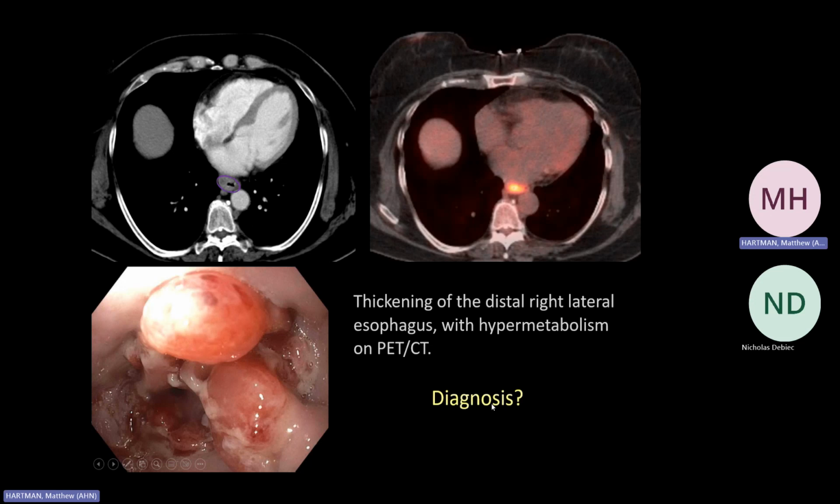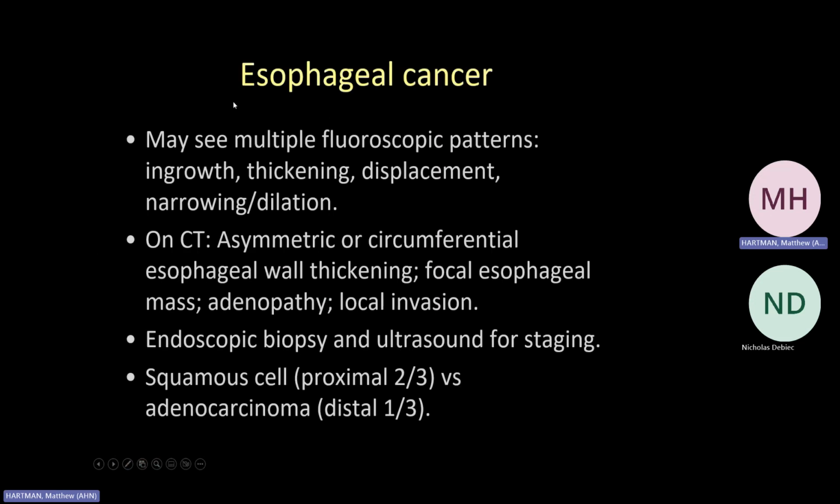What is this? Well, we're worried about malignancy. Esophageal cancer, again, this is where I said histology will be important. Squamous cell in the proximal 2/3, or this example in distal 1/3, adeno-CA.